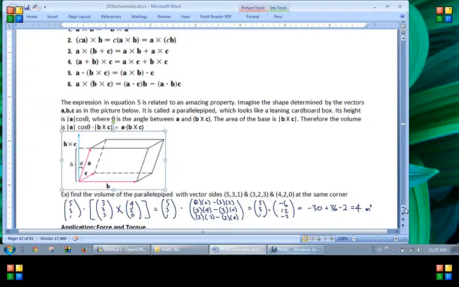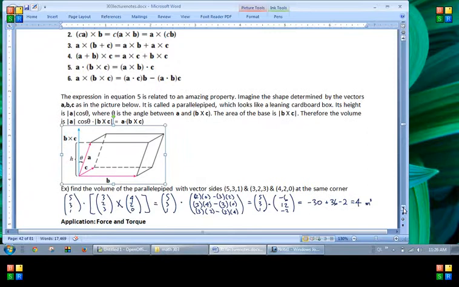Okay. So that was another awesome math application of not just cross, but dot and cross working together. Next and last thing we're going to talk about with the cross product is an application that comes from physics.